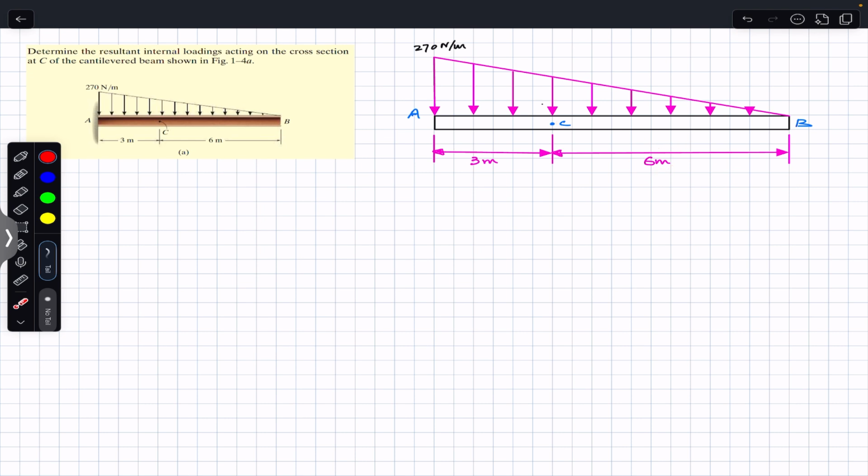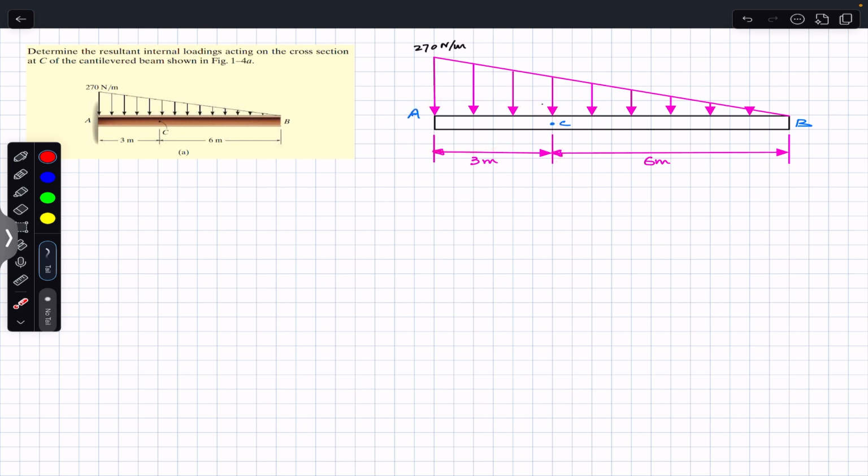So now whenever we are asked to solve such kind of problems, we can do this in two ways. We can either cut the section at C and consider this side of the beam, or we can cut the beam here and we can consider this side of the cut section.